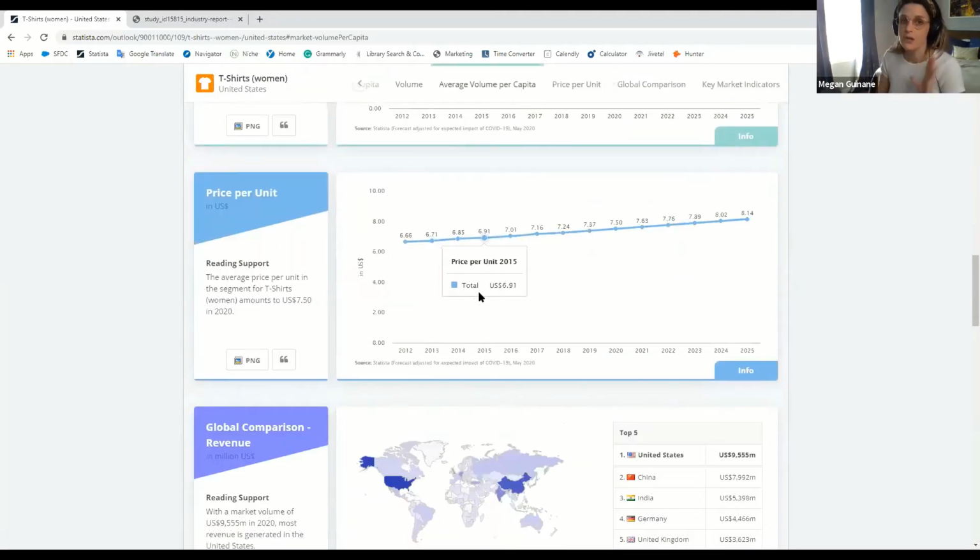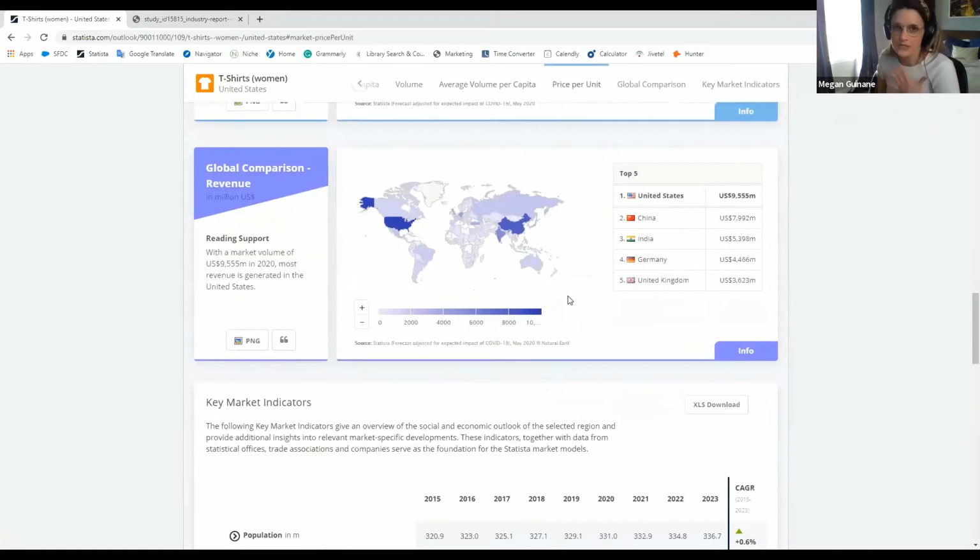And this, I think, is extremely important, is the price per unit. So we have the average price per unit. So what's the average women's t-shirt price in the United States in 2020? Right now, it's $7.50. As somebody who lives in the New York City area, I've never seen a t-shirt this cheap, but that's the national average. And we predict that to go up to $8.14 in 2025. So this could be very important for thinking of what your price point is going to be and how flexible you'll need to be over time.